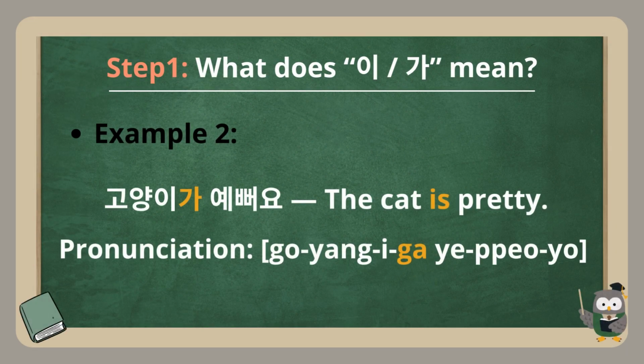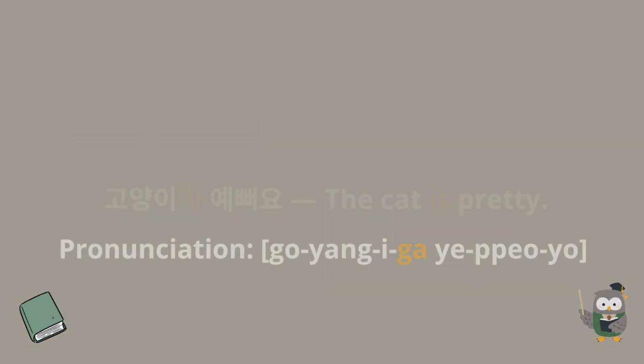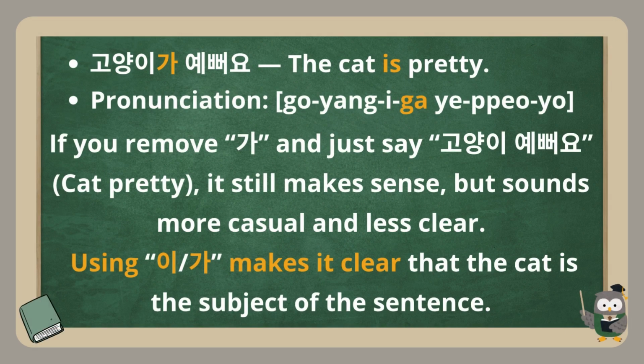Here's another example. 고양이가 예뻐요. The cat is pretty. Pronunciation. 고양이가 예뻐요. If you remove 가 and say 고양이 예뻐요, cat pretty, it still works, but it sounds more casual and the subject is less clear. So, using 이, 가 helps us clearly identify the subject even in simple sentences.